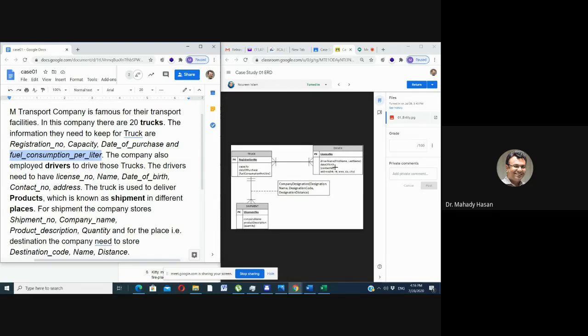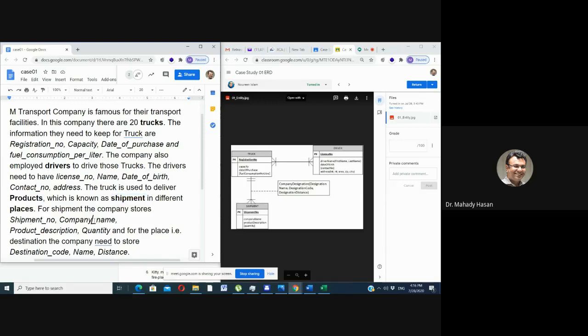The truck is used to deliver products, which is known as shipment. That means they are saying product is also known as a shipment in different places. I'm a little confused by reading this one. Is product equivalent to shipment in different places, or how does that go? I'm not sure. That's why I'm going into detail further. For shipment, the company stores shipment number. That means I could assume shipment should be an entity, right? So shipment is there.